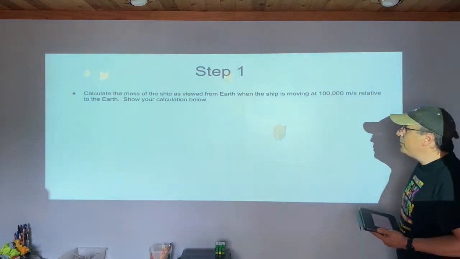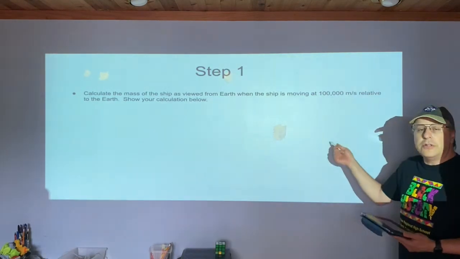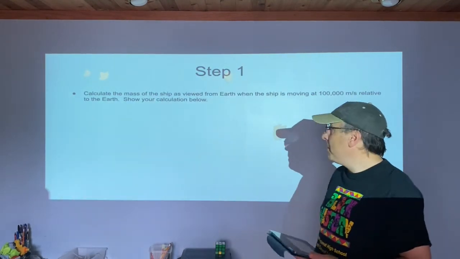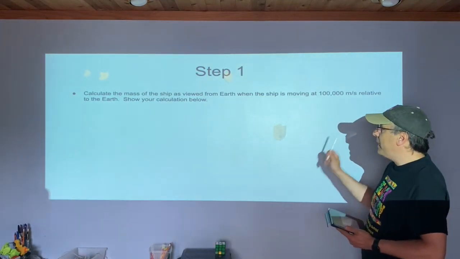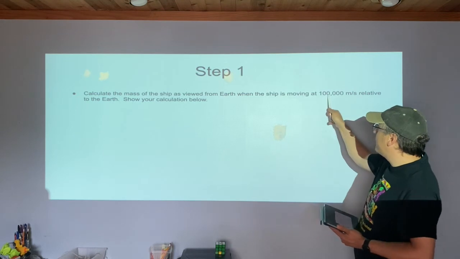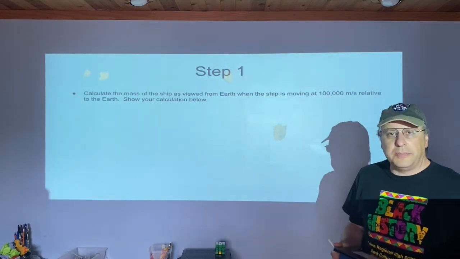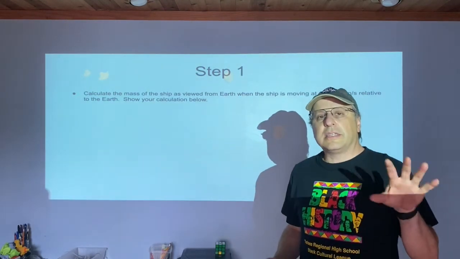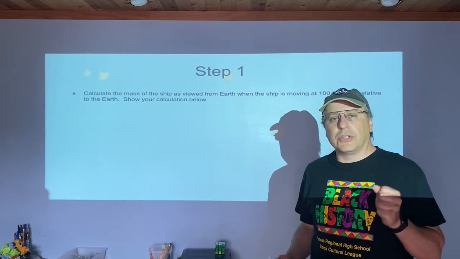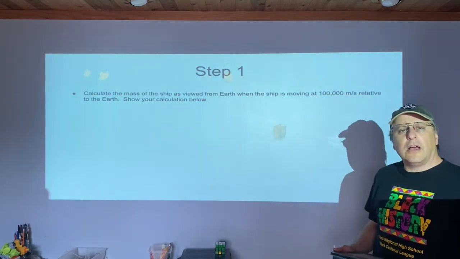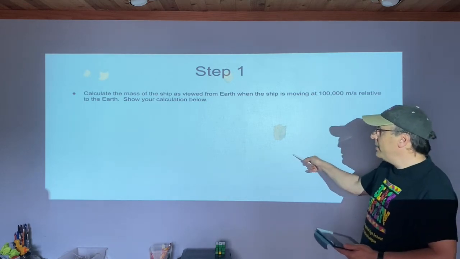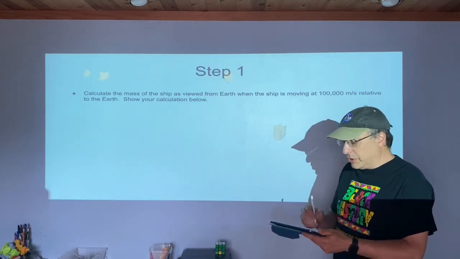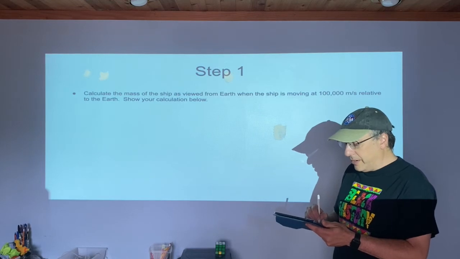For step one, what you're going to do is use the new formula for mass. And you're going to figure out the mass of the ship as viewed from the Earth when the ship is traveling at 100,000 meters per second. Yes, a very high speed for normal circumstances, but kind of low when we're thinking about the speed of light. Show your calculation below. So when you show your calculation, make sure you write it all out.